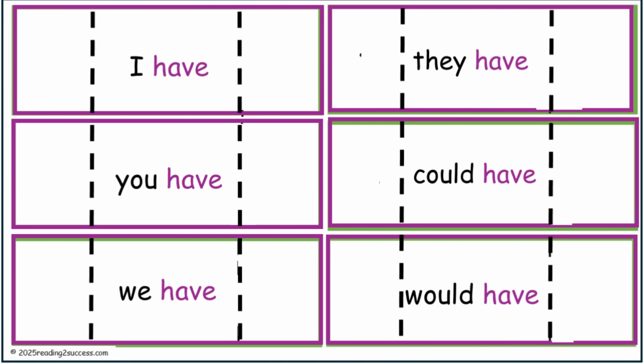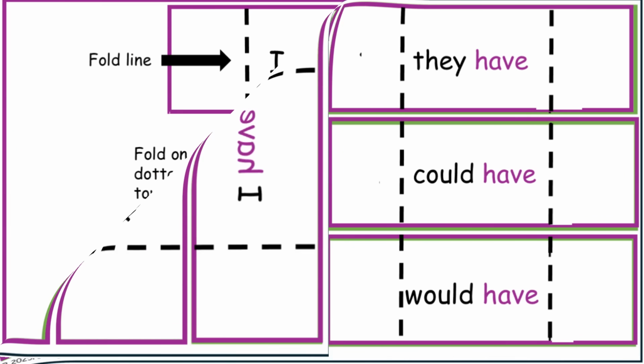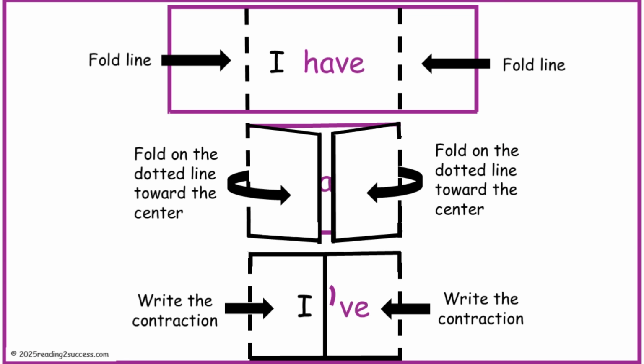Since kids learn from doing, I have them make the contractions we just talked about. I pass out the template to make the 6 contractions. With kids, I demonstrate the first contraction, pointing to the words I have. Then I fold on each dotted line toward the center. Then I write I on the first side and then apostrophe VE on the other side. And this is the contraction I've.